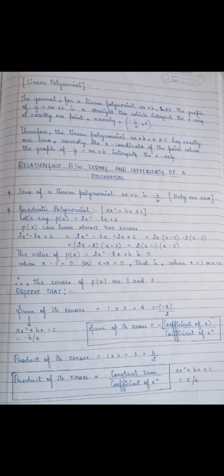In the case of relationships, there are two relationships for a quadratic polynomial. One is the sum of zeros, which is equal to minus coefficient of x by coefficient of x square, and the product of zeros is equal to the constant term by coefficient of x square.